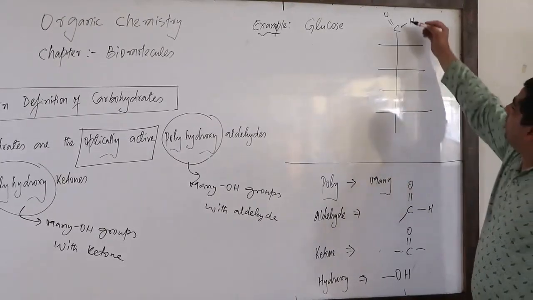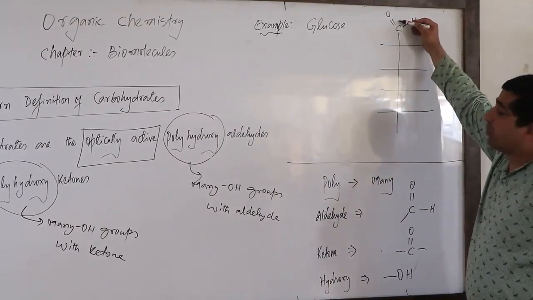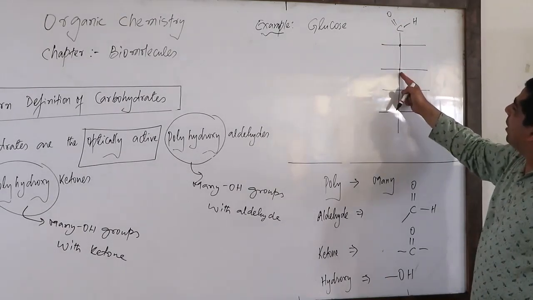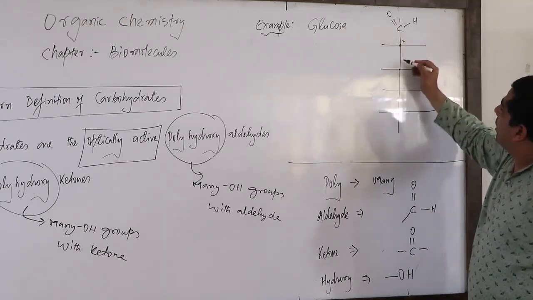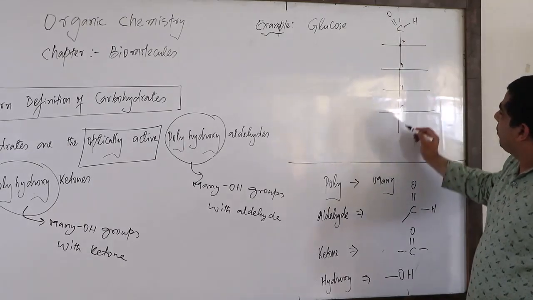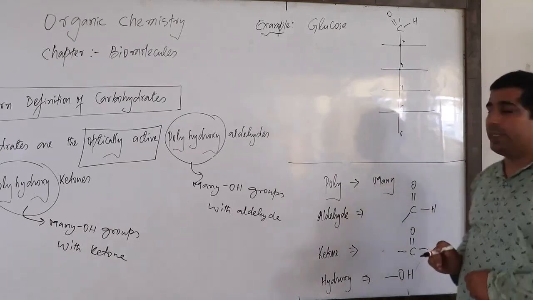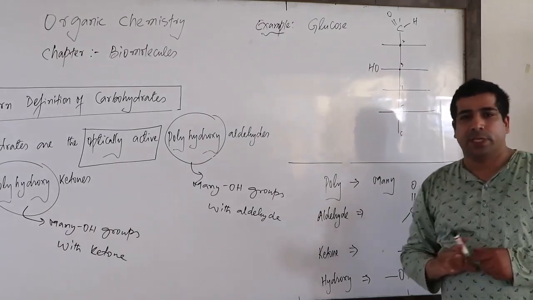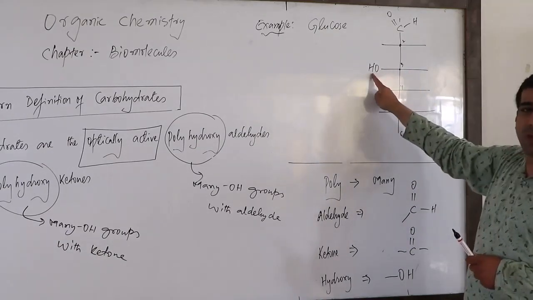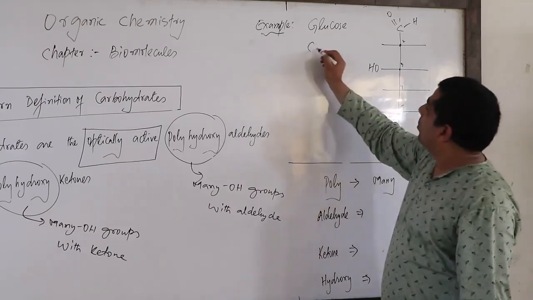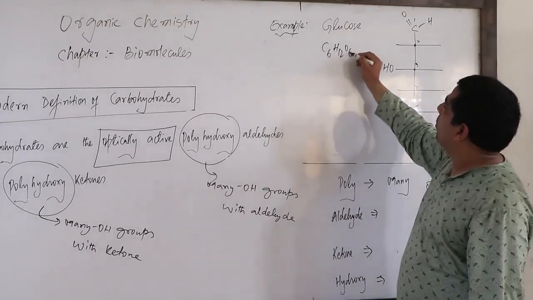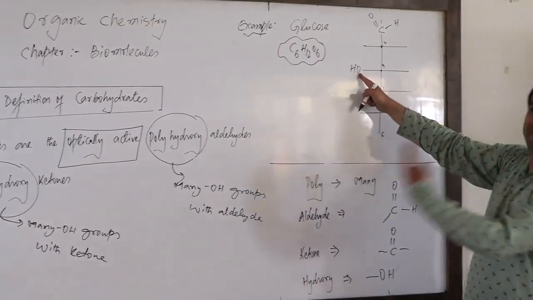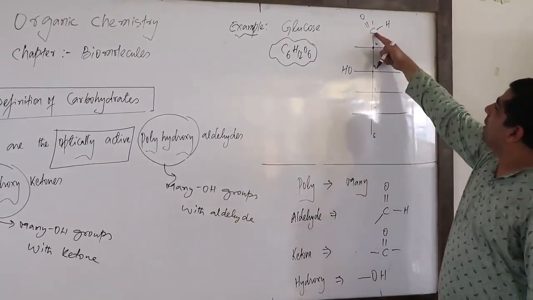So my dear friends, numbering will be always done from this carbon. So first carbon, this is second and this is third. Remember always, total carbons are 6: first, second, third, fourth, fifth and sixth. The third carbon will have OH group on left side. You should remember that. And we know the molecular formula, C6H12O6.